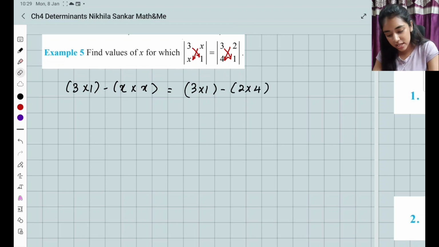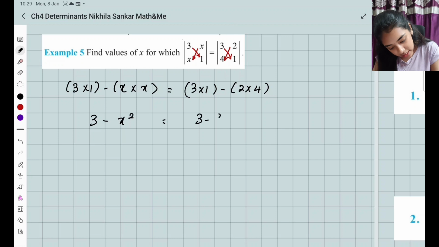Like in matrices, you should not directly put x is equal to 2 here. This is not matrices, these are determinants. So always remember, do not directly put x is equal to 2. This is how the determinant has to be written. So this is going to be 3 minus x square equals 3 minus 8.